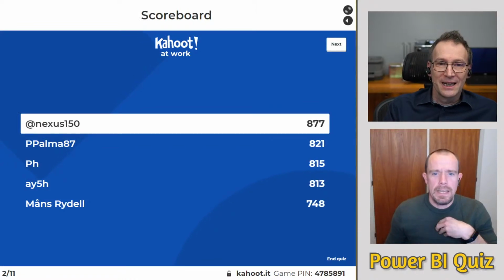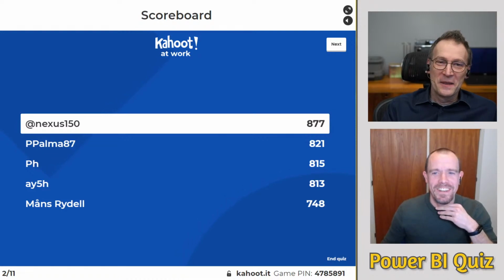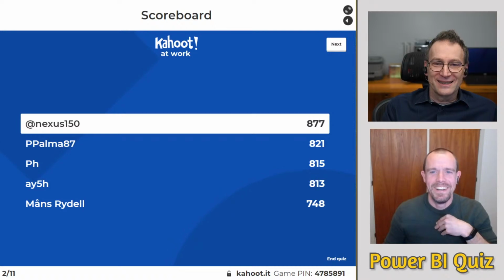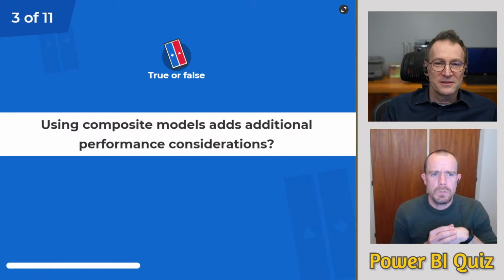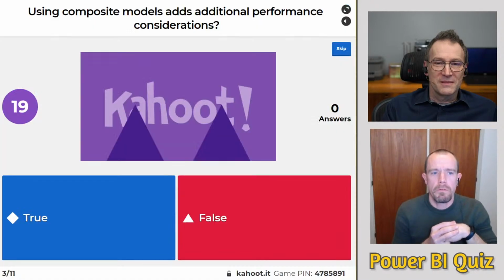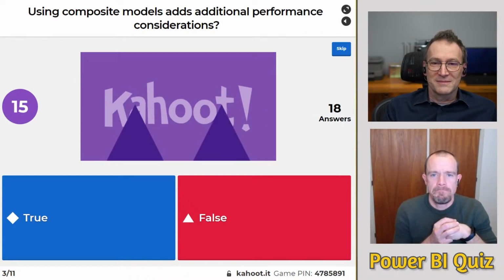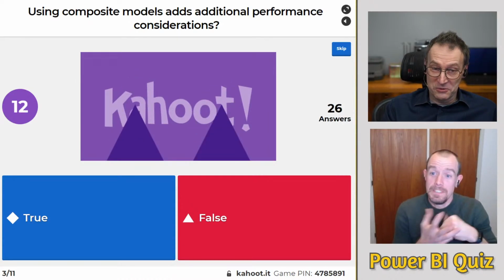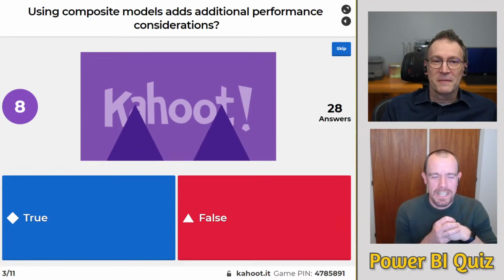Let's see, and we have Nexus. That's Ricardo that won the last 4 quizzes. He's already on top. I don't know how he does it, but let's see if he can stay there. So, next question. True or false? Using composite models adds additional performance considerations. Is that true or false? Nexus already answered. I know that. But did he answer correctly?